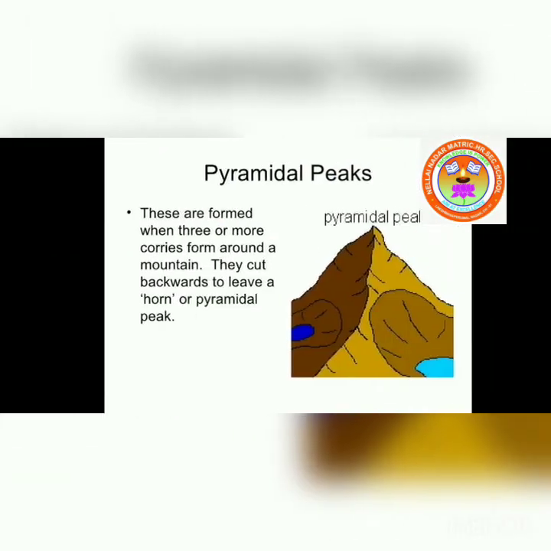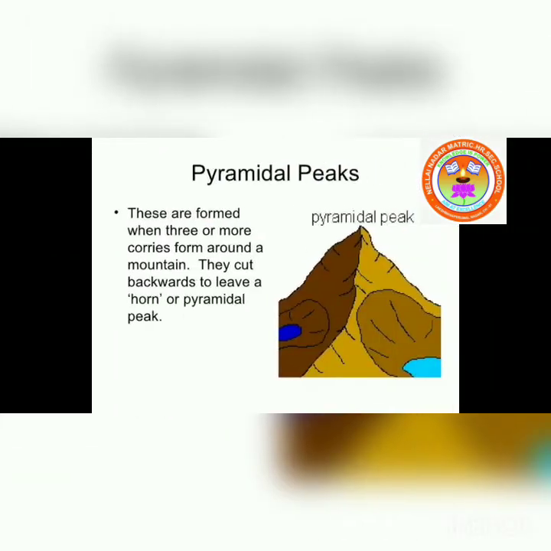Next, pyramidal peaks. The pyramidal peaks are formed when three or more cirques meet together. Example, Matterhorn. So, it looks like a pyramid. These are formed when three or more quarries form around a mountain. They cut backwards to leave a horn or pyramidal peak.